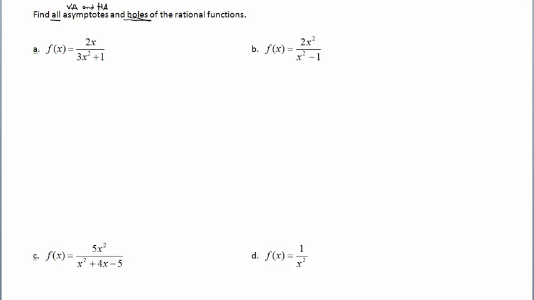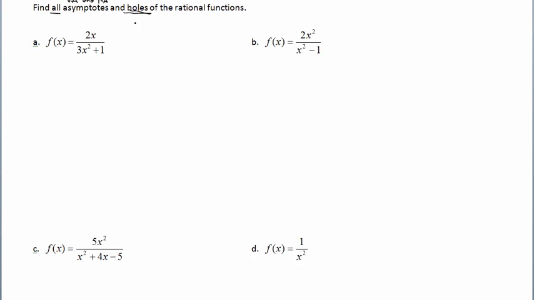What I'd like to do is tackle the holes question first. Looking at all of these examples on the back, I want to tackle that one question, and then we'll come back and look at vertical and horizontal asymptotes for each of these questions. So holes. All right, the numerator is completely factored, as is the denominator. So if they're completely factored and nothing cancels, done. No holes, because we have no common factors.